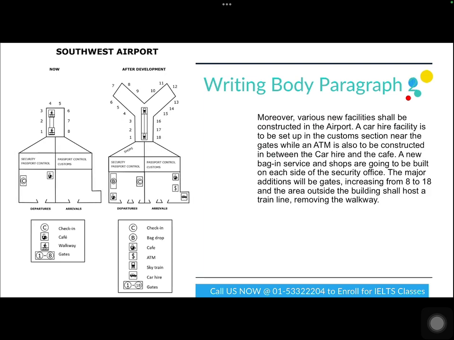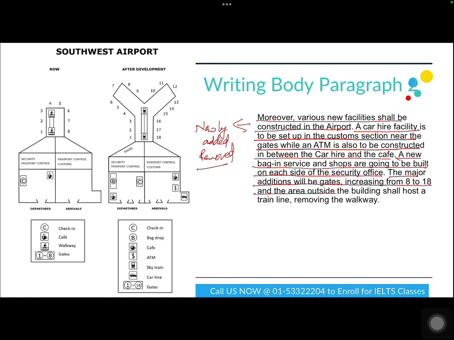Moving on to the second paragraph. Now in this paragraph we are going to talk about things that have been newly added and things that have been completely removed, right? Moreover, various new facilities shall be constructed in the airport. A car hire facility is to be set up in the customs section near the gates, while an ATM is also to be constructed in between the car hire and the cafe. A new bagging service and shops are going to be built on each side of the secretary office. The major addition will be gates increasing from 8 to 18, and the area outside the building shall host a train line removing the walkway, right?